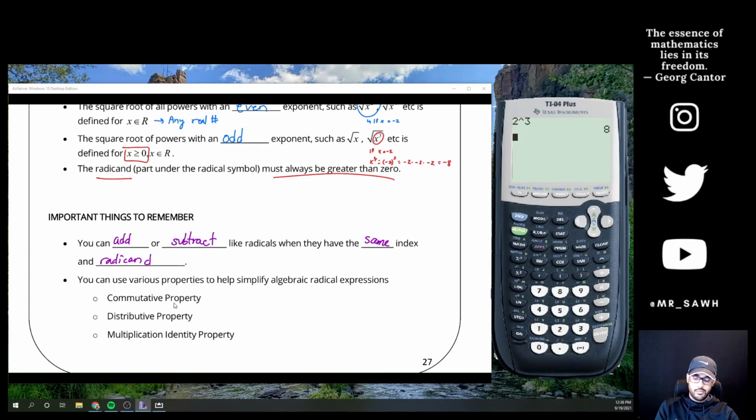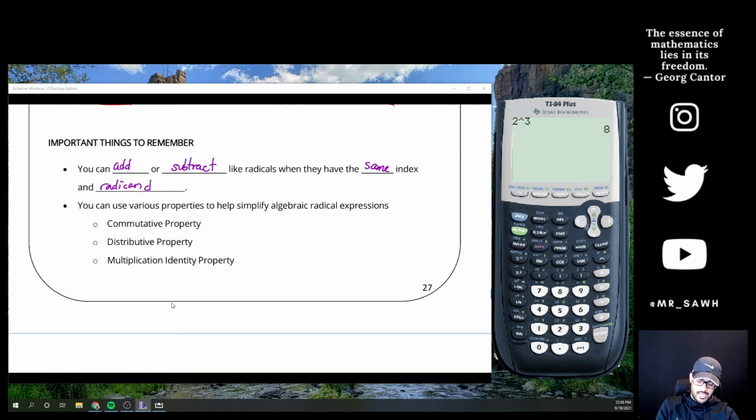Now the commutative property basically just says that multiplication can happen in any order. So a times b is the same thing as b times a. And if you need a numerical example, 2 times 3 is 6, which is the same thing as 3 times 2. You can flip them around, the order doesn't matter.